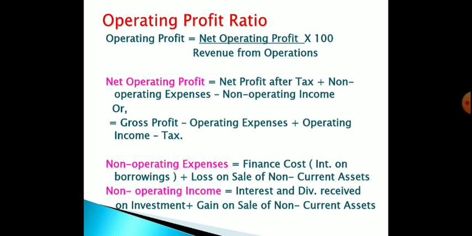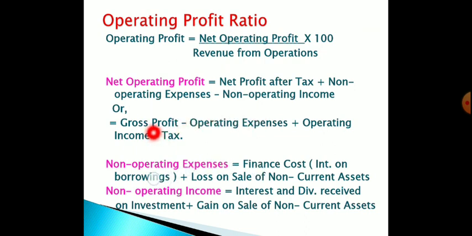Similarly, when we talk about non-operating income, that means the income which is derived from activities which are not related to the core business operations. Some of the examples of non-operating income are interest and dividend received on investment, and gain on sale of non-current assets.